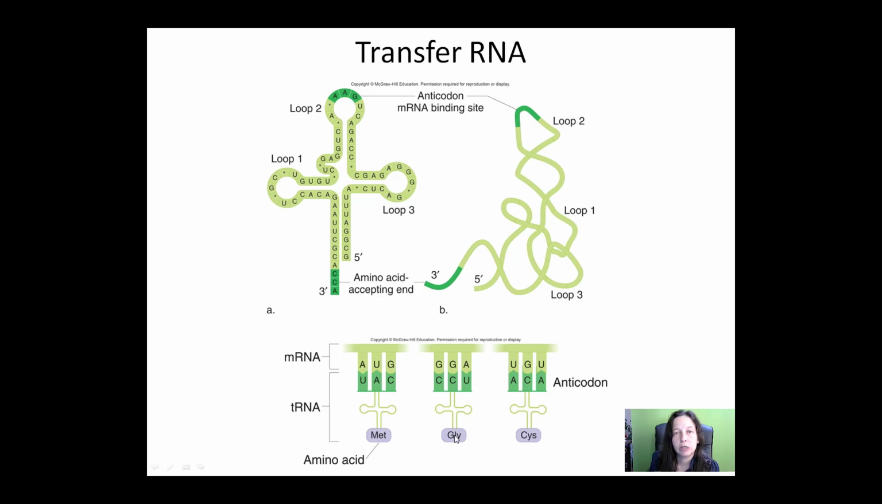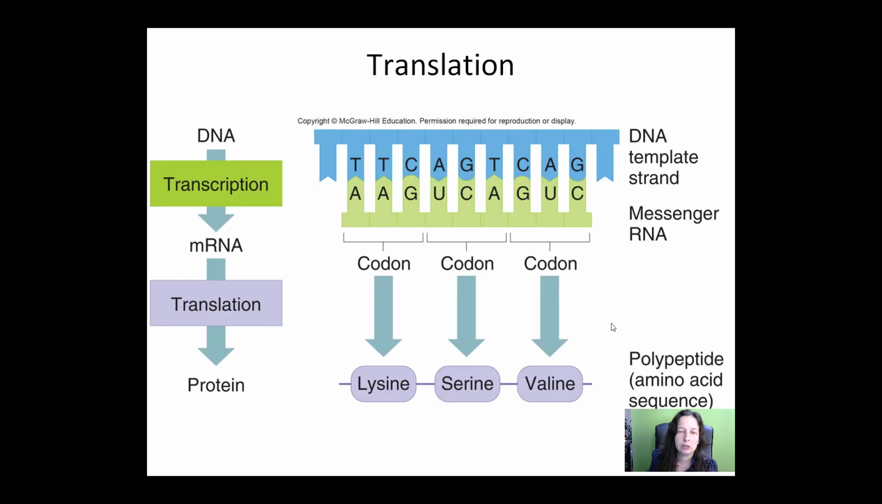So there are 61 different species of transfer RNA, or tRNA, and each one is specific to a particular amino acid and has a specific codon. Just like in the table, we have 61 codons and 3 stop codons. So this is why we have 61 different species of transfer RNA. You can see here's the anticodon on this loop 2. This is the mRNA binding site, and this is the amino acid accepting end.